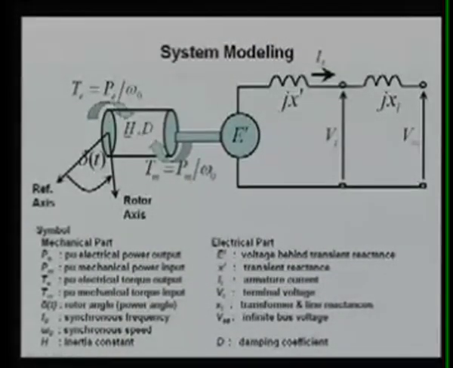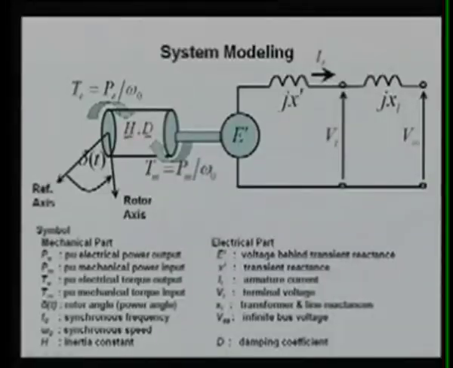To see the system modeling, again this whole rotating mass, the synchronous generators, has some inertia constant. The system also has some damping. Damping means we have some resistances, so there is some damping effect as well, and let us call it D. And here this Tm, the mechanical torque, is the mechanical power divided by the nominal frequency omega naught, and this omega naught is equal to 2 pi f naught, where f naught is the synchronous frequency.